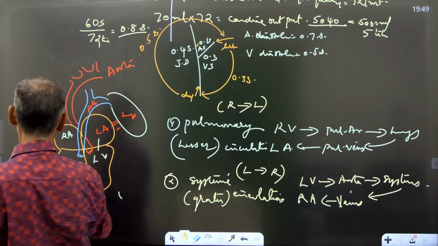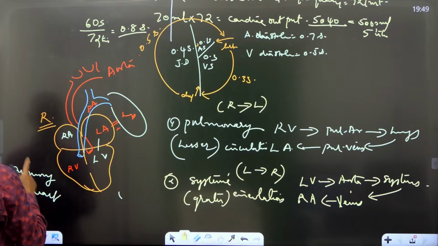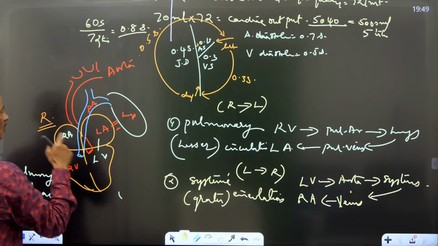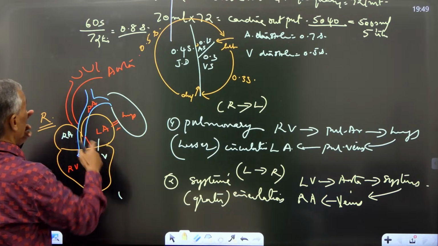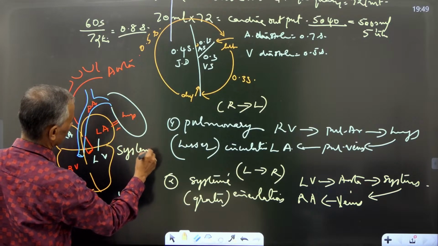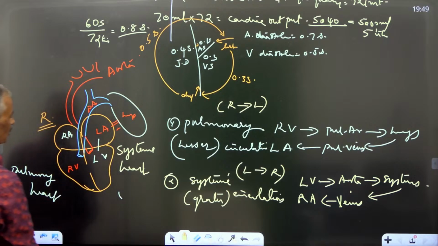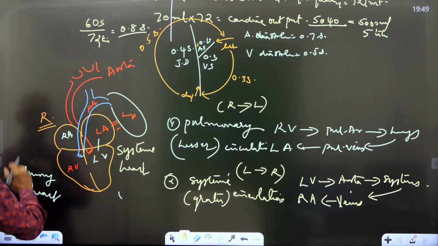Right side is acting as the pumping organ for pumping blood to the lungs. Similarly, left side is pumping blood to the systems. So it is called systemic heart. So left side is called systemic heart, right side is called pulmonary heart.